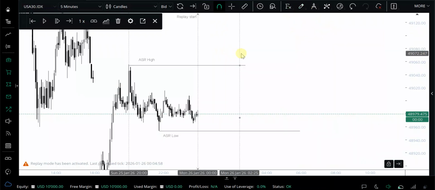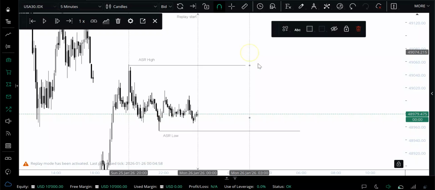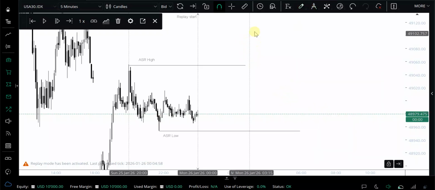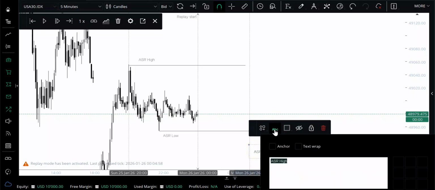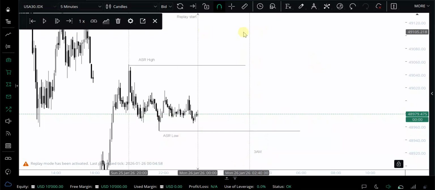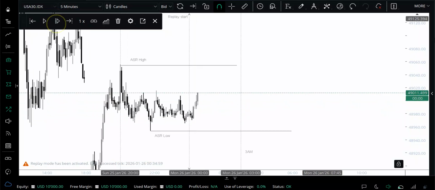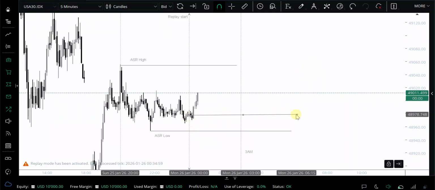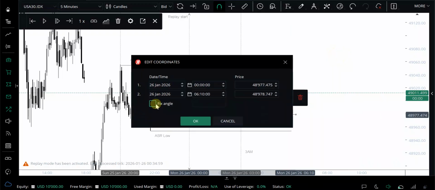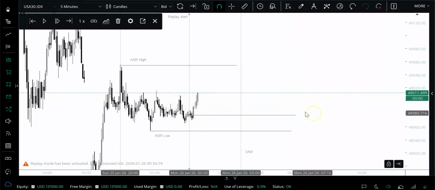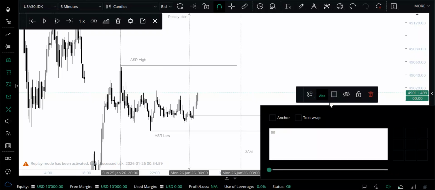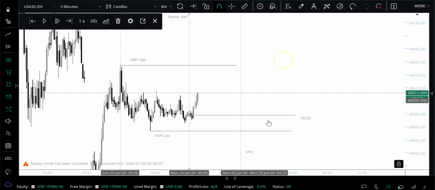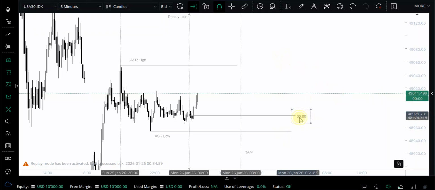And then now we have the London open, which is of course 3 a.m. So I'm going to mark it out there. That is 3 a.m. right? And now this is my midnight open right there. That is my midnight open. Okay, that's my midnight open.